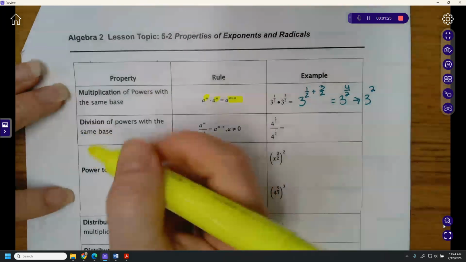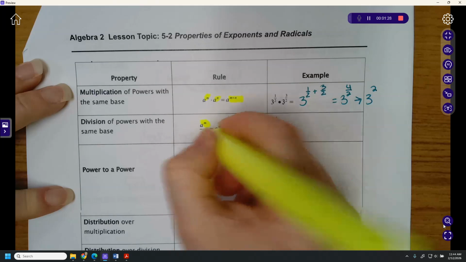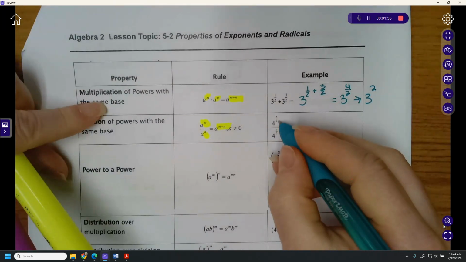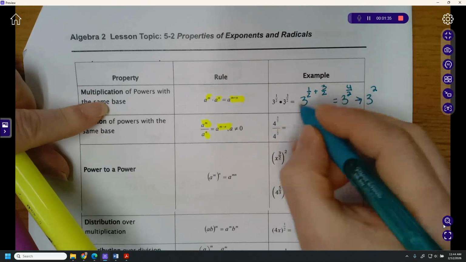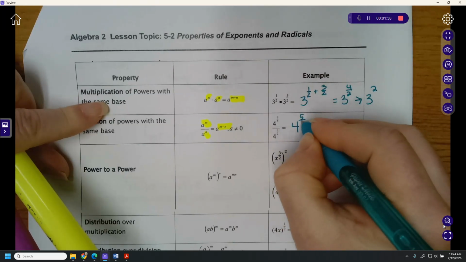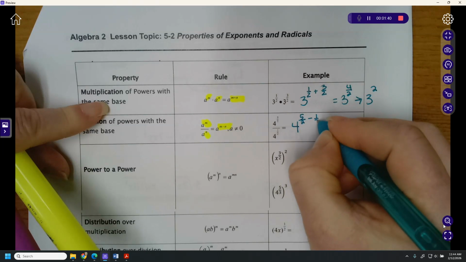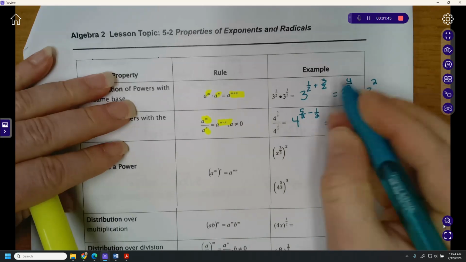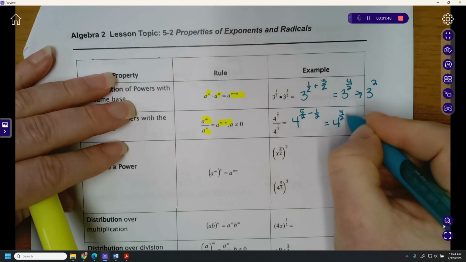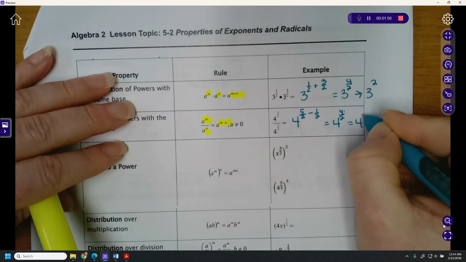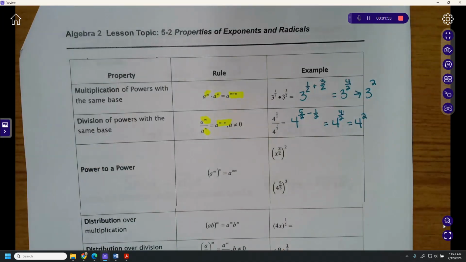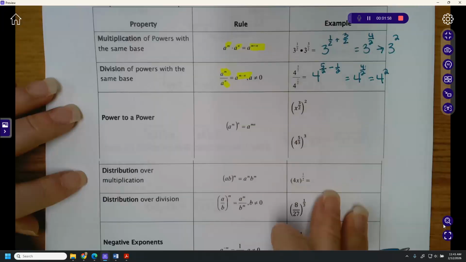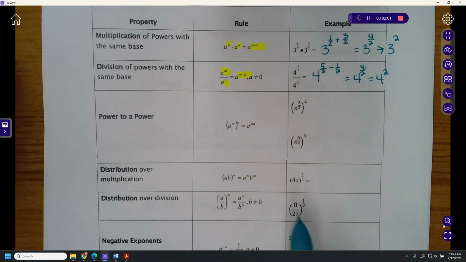Division of powers of the same base. When we have division, we subtract those exponents. And so if I had 4 to the 5/2 divided by 4 to the 1/2, I can write that as 4 to the 5/2 minus 1/2. Again, these have a common denominator already, so I could rewrite this as 4 to the 4/2, and I can reduce that fraction to 4 squared. So I'm really working on writing these as a single base. And I have some questions on that in a little bit.